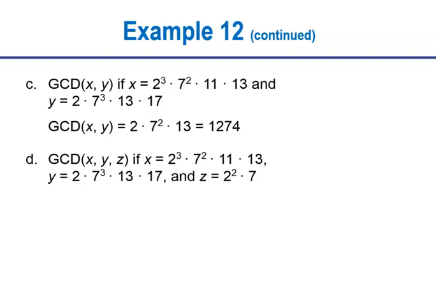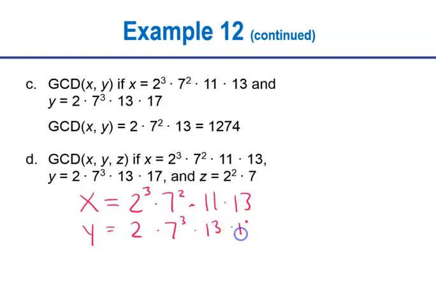All right, hopefully that problem worked well for you. So I advise lining these things up where you can see them a little better. So x is 2 to the third times 7 squared times 11 times 13. Y is 2 times 7 to the third times 13 times 17, and z is equal to 2 to the second times 7.